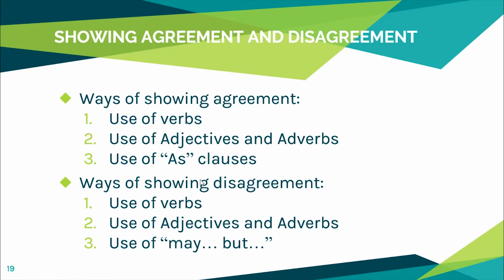So the next thing you need to bear in mind is showing agreement and disagreement, because a literature review is trying to show your ability to engage in reasoned argument. So agreeing and disagreeing is a very important function of English that you need to take into consideration. Here are some ways of showing agreement, as well as some ways to show disagreement. As you can see on the screen, we have use of verbs, adjectives and adverbs, and finally use of some clauses or phrases.